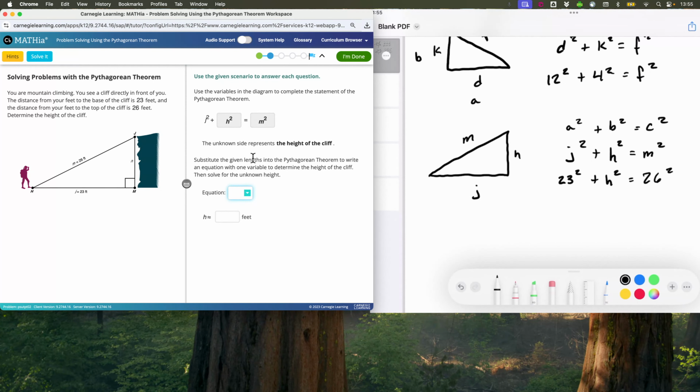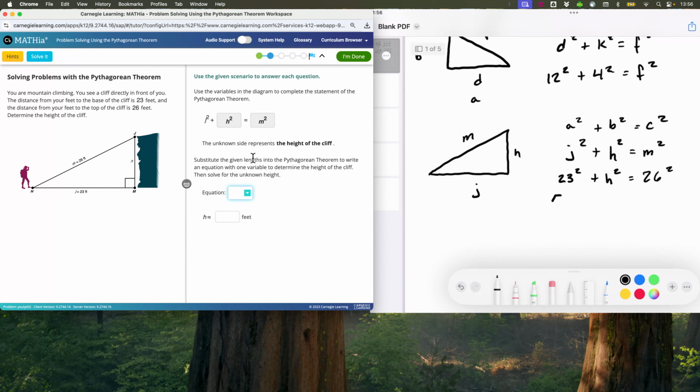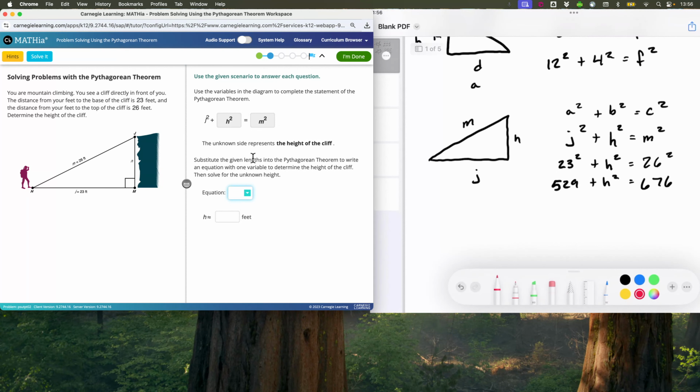So I'm going to pull out my calculator, do some math. That's going to be 529 plus h squared is equal to 676. So we need to get h by itself, so we need to subtract 529 from both sides. And we will get h squared is equal to 147.